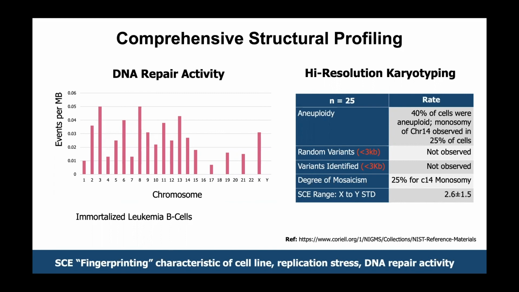This cell line, however, appears to be a mosaic, with 1/4 of the cells having lost one copy of chromosome 14, and in fact the line appears to be aneuploid in 40% of the cells.